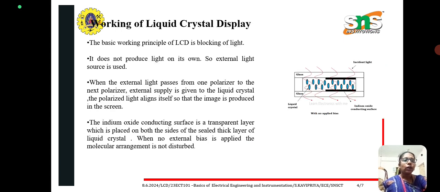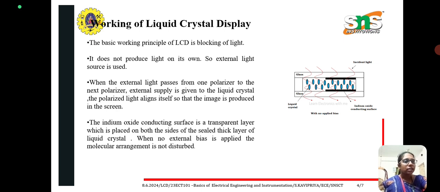And next is the working of a liquid crystal display. So the basic working principle of liquid crystal display is blocking of light. It does not produce light on its own. So external light is required. So external light source is used. When an external light passes from one polarizer to the next polarizer, external supply will be given to the liquid crystal. The polarized light aligns itself so the image is produced in the screen.